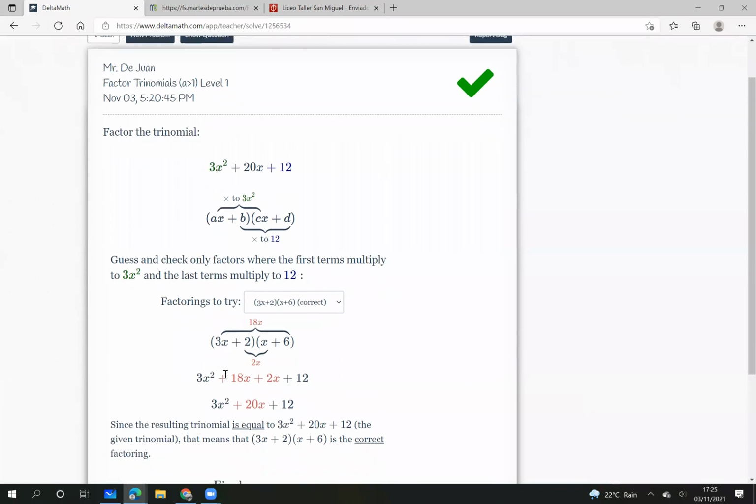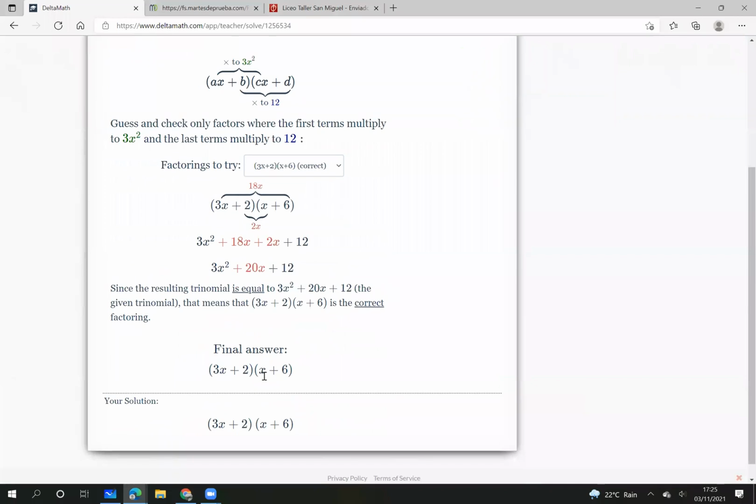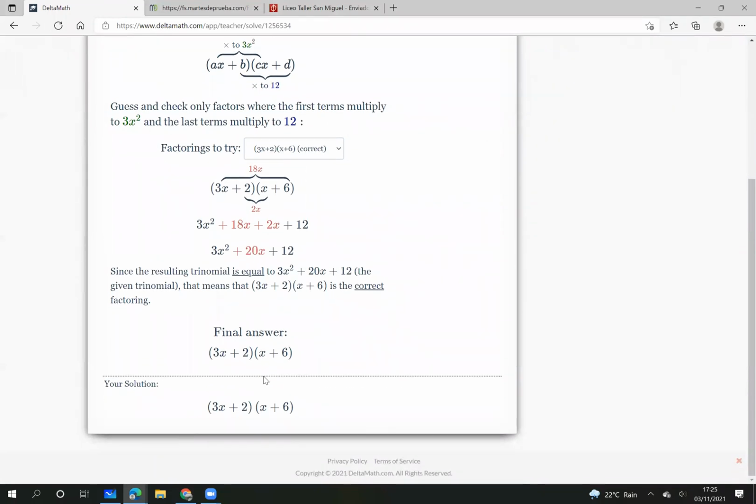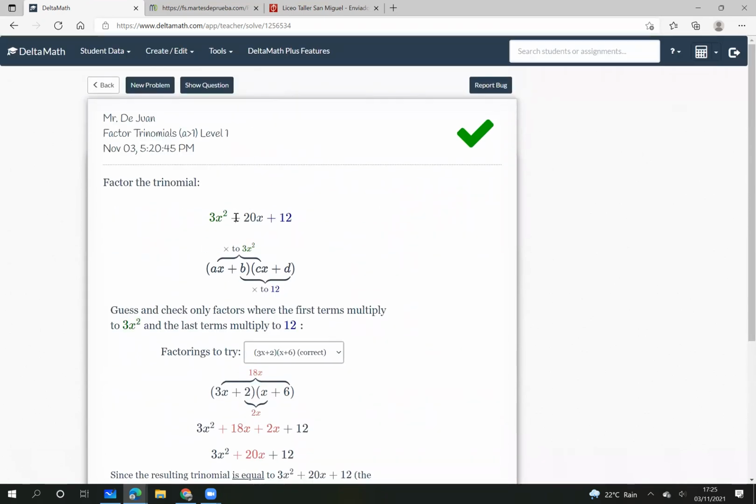So what we're looking for is what on the outside multiplies with the outside, plus the multiplication of the inside and the inside to give us what number? 20x. Okay. There was probably another option, but like I said, we found at least an option that worked for us. 3x plus 2 and x plus 6. As long as I get 20x by multiplying a number by 3 and a number by 1, I always end up with the correct answer. Okay.